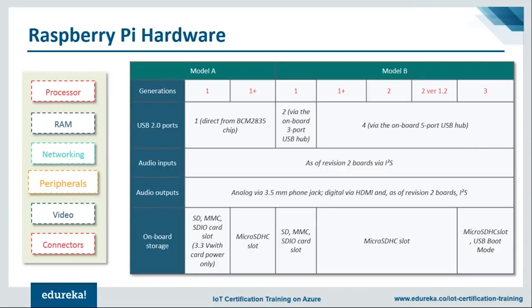Now talking about the peripherals in Raspberry Pi, there are basically 4 USB ports. Now this has been introduced in Model B version 1 plus onwards, and today you have a lot more that you can do with respect to that. Even audio input ports and audio output ports have not changed over the years, but the onboard storage has changed a lot with respect to it.